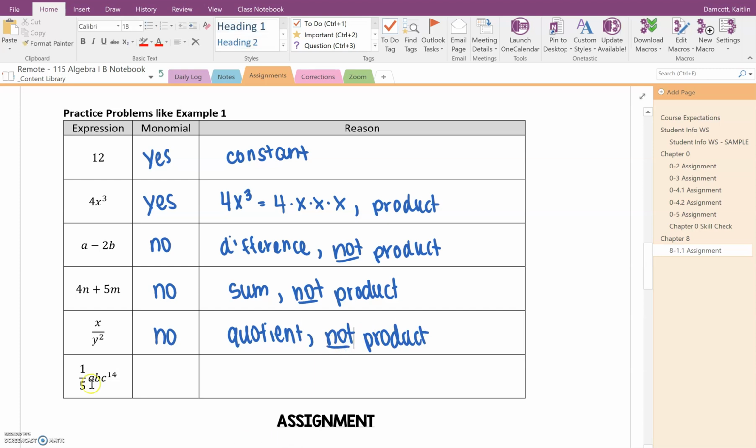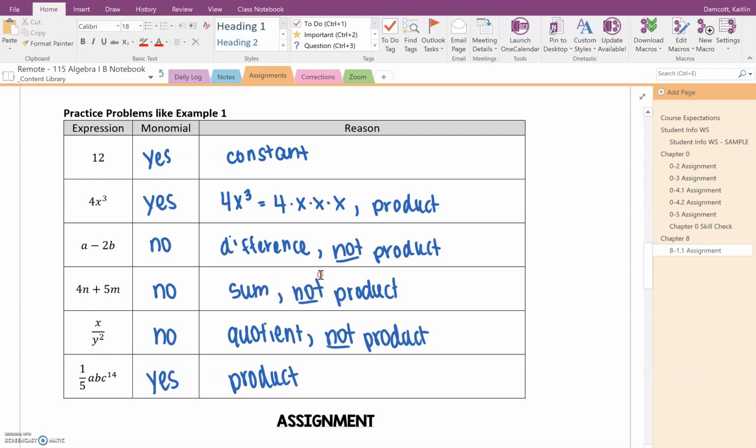And then finally, this last one, we have 1/5 ABC to the 14th power. You could think about this being 1/5 times A times B times C times C times C times C times C, where you'd have 14 C's. This one is an example of a monomial. Reason being, all you're doing is multiplying all of the separate pieces together. So this one is a product, making it a yes.